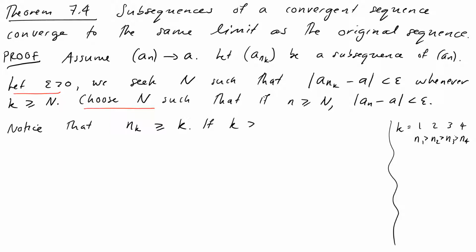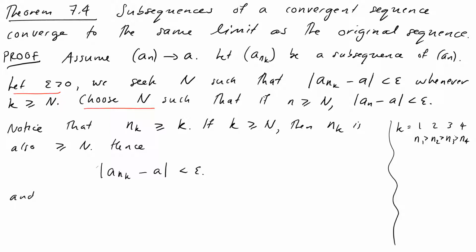So if k is greater than or equal to N, then n_k is also greater than or equal to N, because n_k is larger than k, or at worst equal to it, and so if k is bigger than N, then so too is n_k. Hence the absolute value of a_{n_k} minus A is also going to be less than epsilon, because n_k is further along in the sequence than k is, and so a_{n_k} has also got to be less than epsilon away from A.